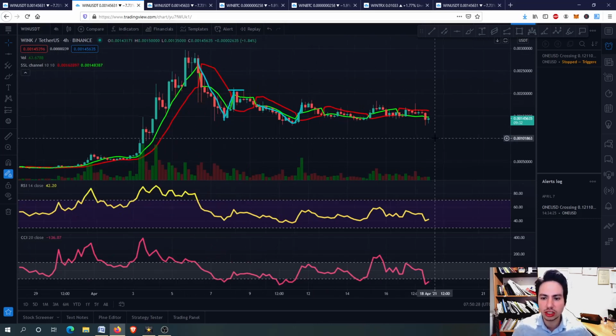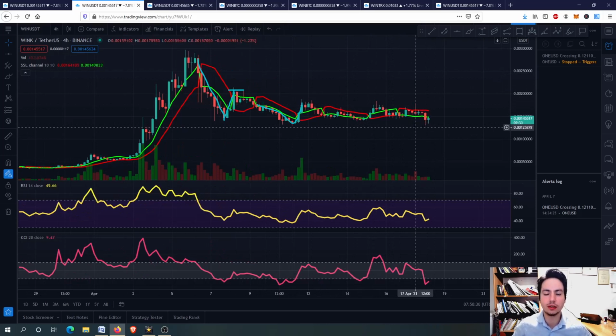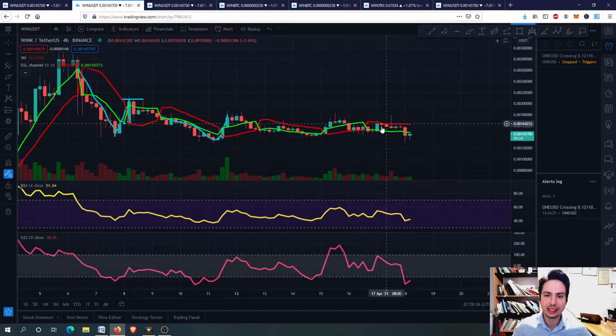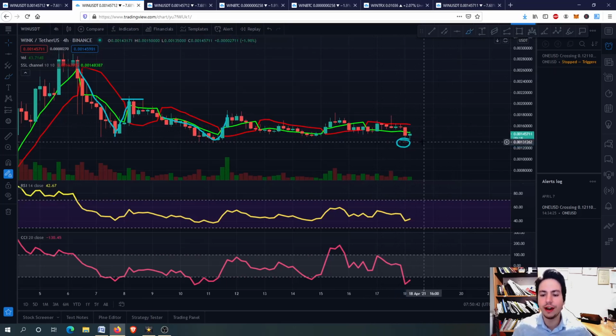Now we need to see this consolidation. It is very healthy, guys, and of course we need to see some sideways situation. Of course, according to the SSL channel, we don't have a buying opportunity, but for me this was a very good buying opportunity. I will explain to you right afterwards.